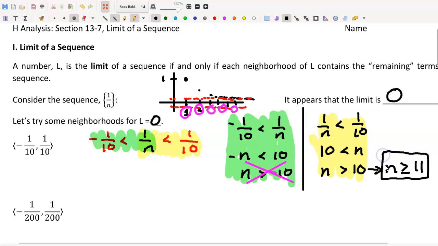And you had to watch the directions. Sometimes it said, what is the first term inside the neighborhood? Or like this one says, what are the remaining terms? So it's the 11th term and everything bigger than that that are actually in the neighborhood. So you didn't have to go very far. Only to the 11th term to get within 1/10 of 0, within 1/10 of the limit.